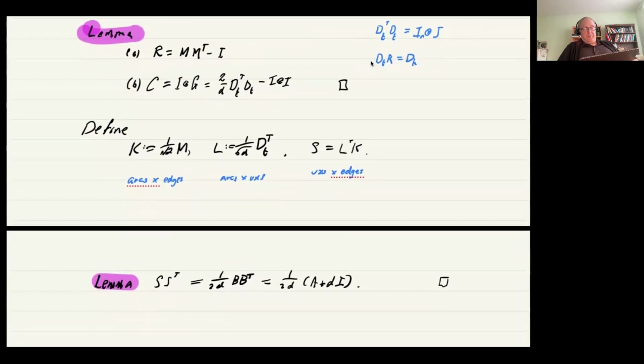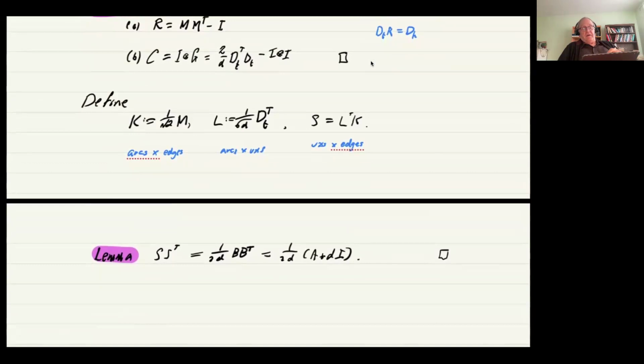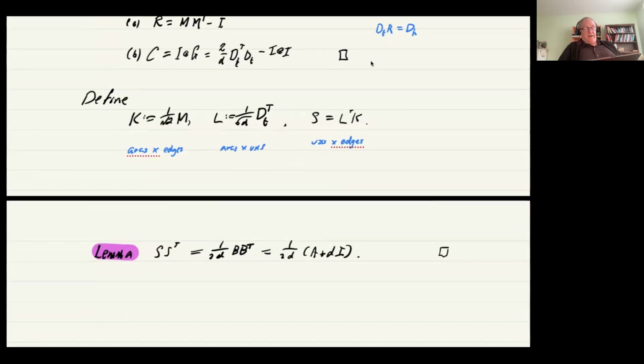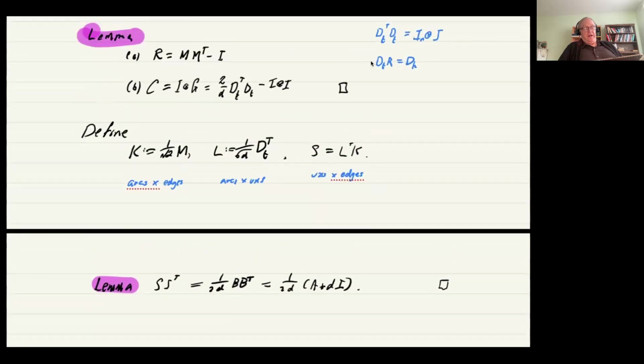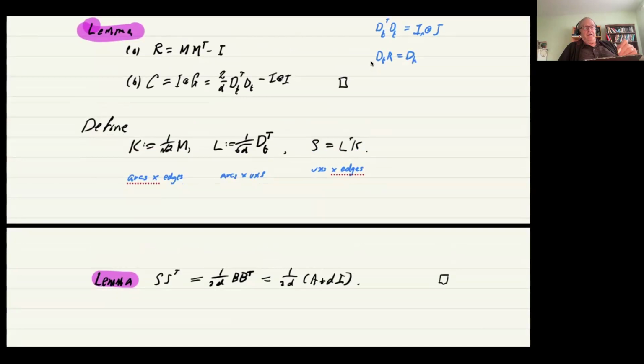So the key thing is that the calculation we just did tells us it's the eigenvalues of this that matter. Now, the thing to notice from what we've done is that S transpose S equals 1 over 2D times BB transpose, and BB transpose is the vertex-edge incidence matrix product of the graph. Now, let's be a bit more concrete here. So B is looking like this. B transpose is looking like this.